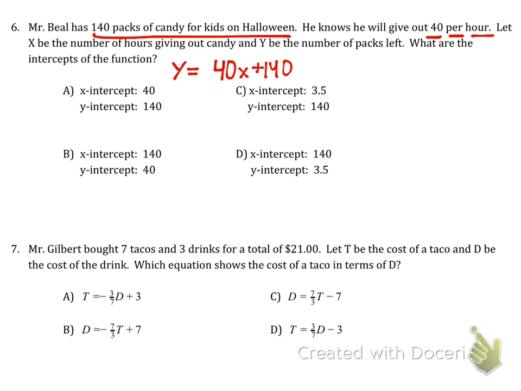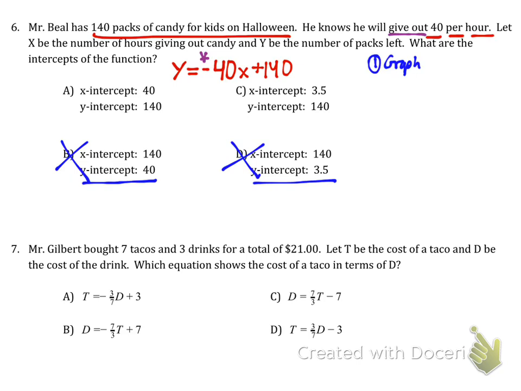However, as I'm thinking about this, because he has the 40 packs of candy each hour, then he's going to be getting more and more candy, but he's not doing that. He's giving out the candy. See that? So that means we have to have a negative right there. Be very careful with that. Now, with that negative, that means our y-intercept is 140. So the x-intercept is not 140. Remember, that's the y-intercept in slope-intercept form. So b and d are not possible solutions.